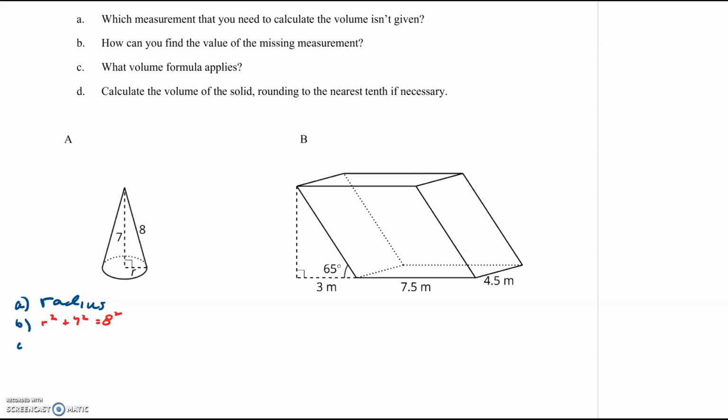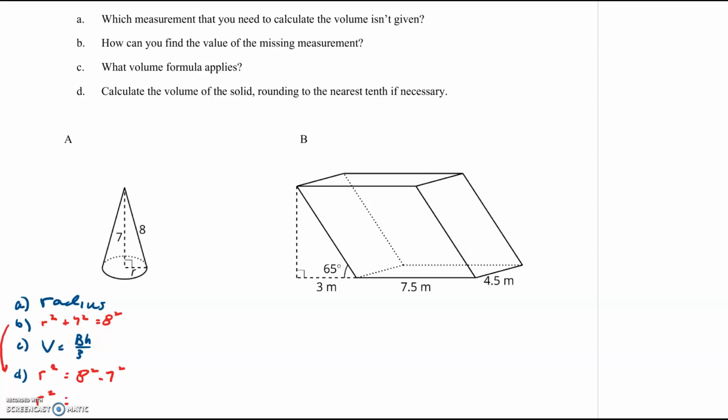Part C, what volume formula applies? Well, it's a cone, so the volume is equal to the area of the base times the height and divided by 3. And then finally, part D, we're going to calculate the volume of this solid. So remember, the first thing we need to do is find the radius here. So I know that if I take this equation from part B, I can solve it for r squared by subtracting 7 squared from both sides. So r squared is going to be equal to 8 squared minus 7 squared.